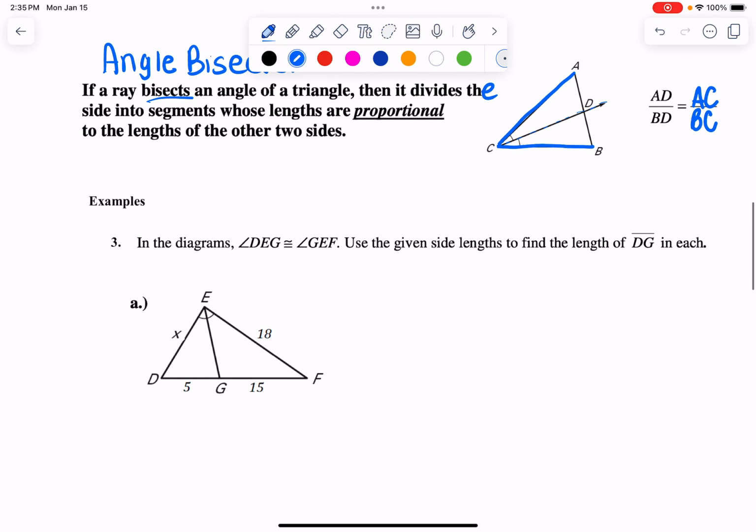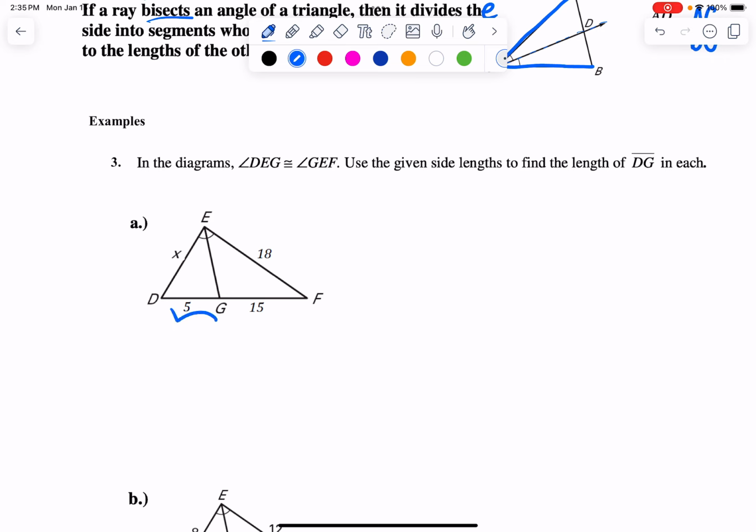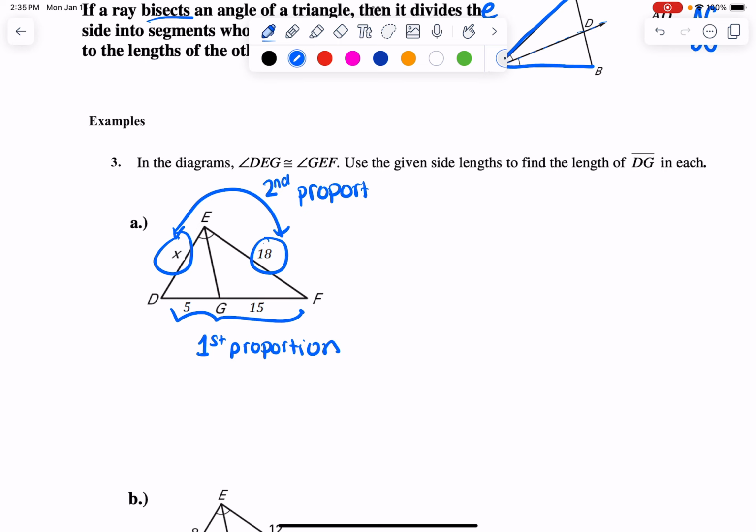Okay, remember, these two parts are the bottom. That's going to be your first proportion. And then these two on the side is going to be your second proportion. Okay. We need to make sure we're setting it up in the correct order. So let's start on the left triangle.